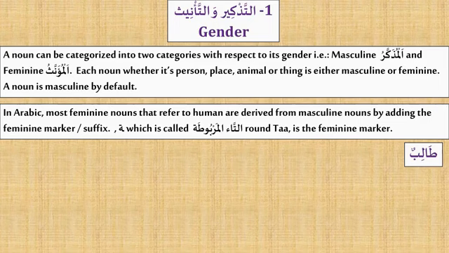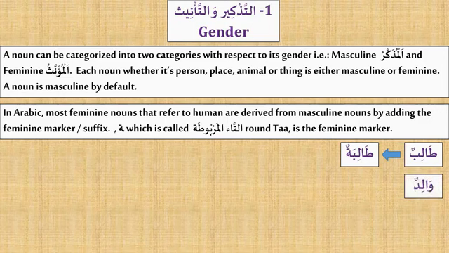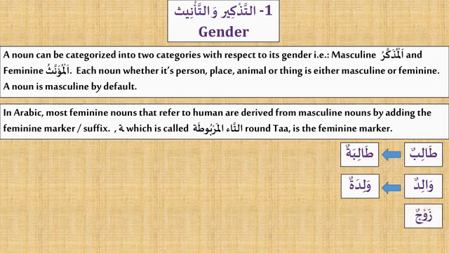Talibun is a male student. It's masculine. Talibatun is female student and it is feminine. We added ta marbuta, round ta, at the end of the word. Another example, walidun, father. By adding ta marbuta, it becomes walidatun, mother. The last example, zawjun, husband, and by adding ta marbuta, it becomes zawjatun, wife, husband and wife.